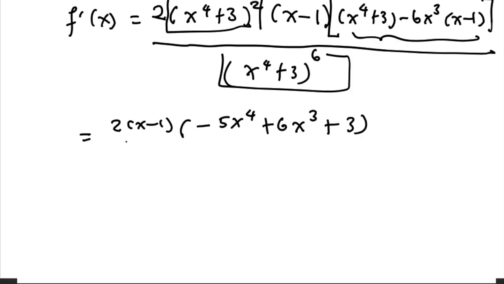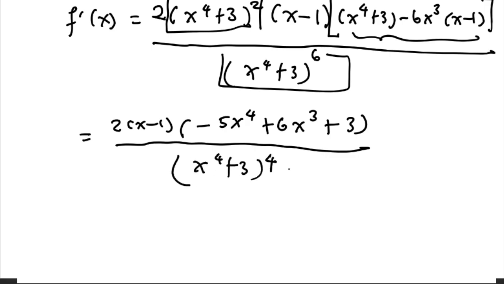Plus here, yeah. And then this one becomes what? Becomes 4. Okay. So from this step to this step, be careful, yeah.